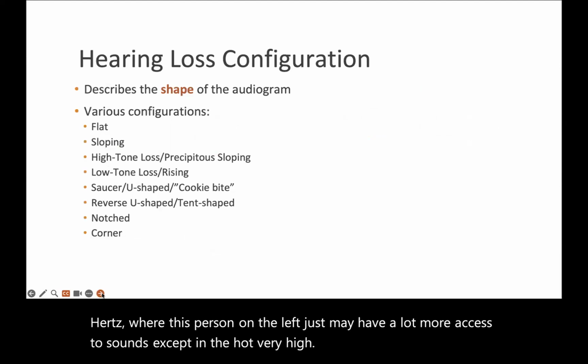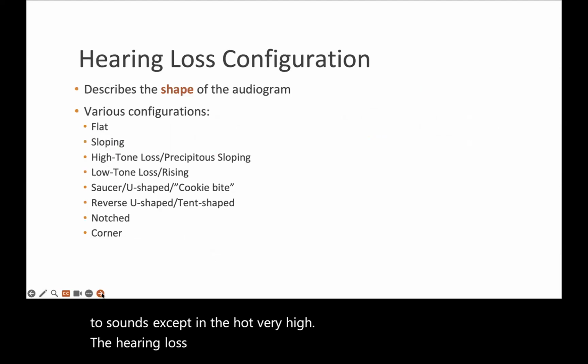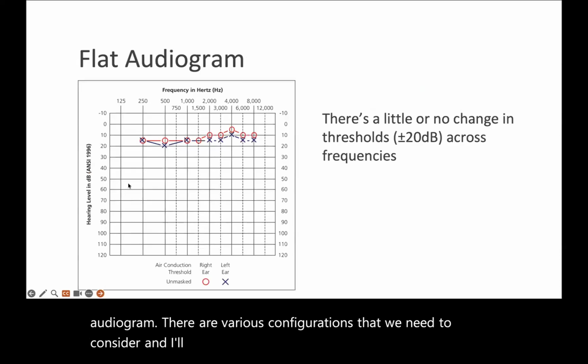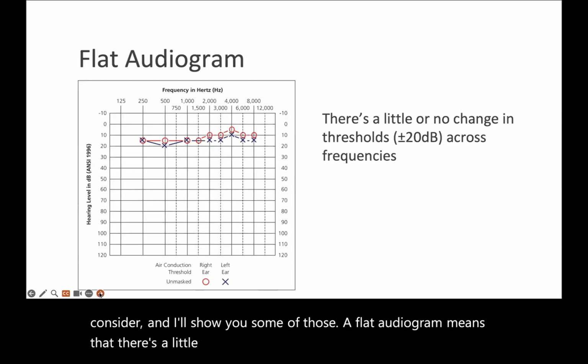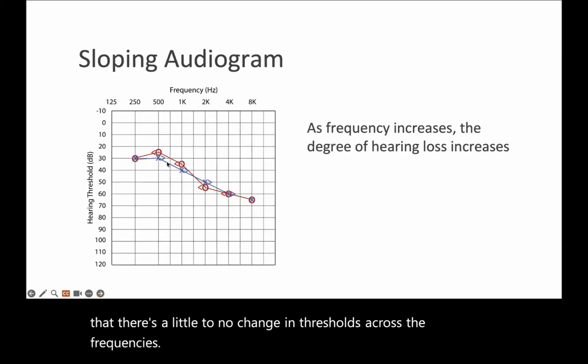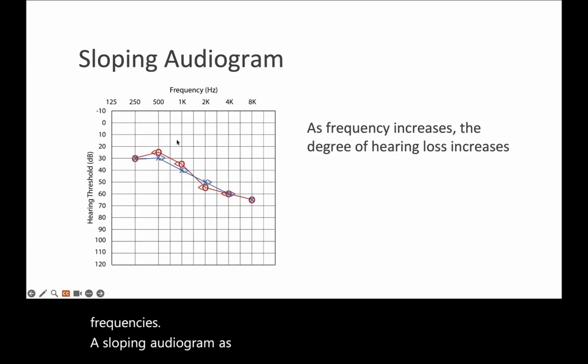The hearing loss configuration describes the shape of the audiogram. There are various configurations that we need to consider, and I'll show you some of those. A flat audiogram means that there's little to no change in thresholds across the frequencies. A sloping audiogram, as the frequency increases, the degree of hearing loss also increases.